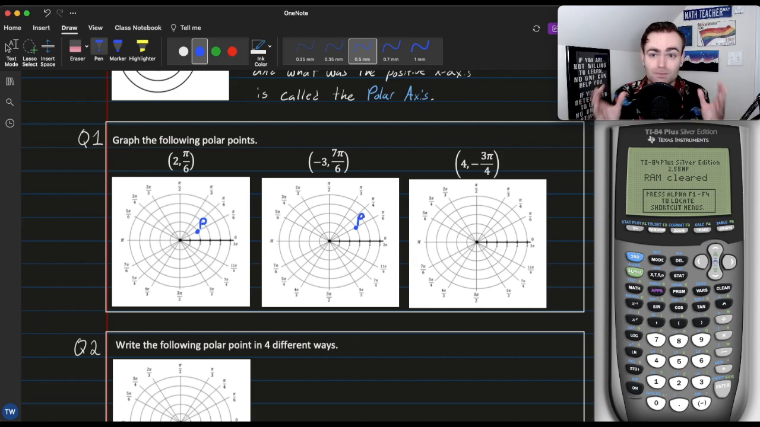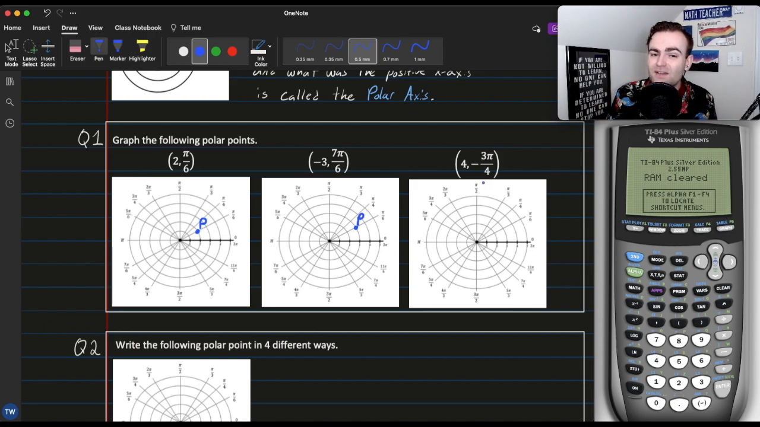And that's right. There's more than one way to describe points in polar, which is kind of interesting. Just like we had coterminal points before, if we have an angle that is larger than 2 pi or less than 0, it's coterminal with something that's between 0 and 2 pi, which I think is really, really cool.